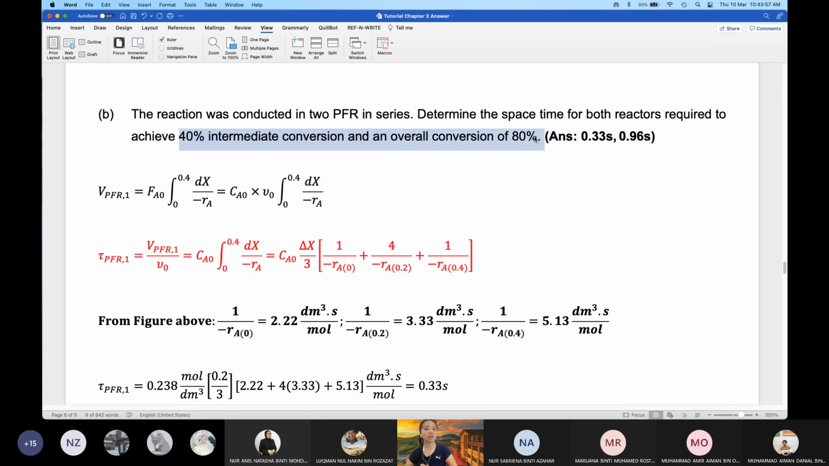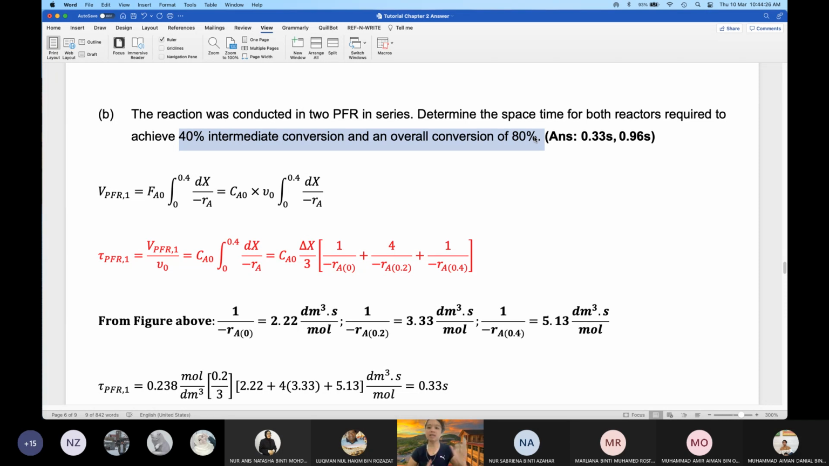Okay, soalan ni kata saya ada 2 PFR in series. Reaktor pertama X1 0.4, reaktor kedua X2 0.8. And dia kata sekarang dia bukan suruh cari volume, dia bukan suruh cari FA0, dia suruh kita cari space time. So space time sekarang kamu dah pernah belajar, saya dah ajar space time. Tapi saya tak ajar space time in the form of design reactor volume kan, but this question involve both. So how do we do it?